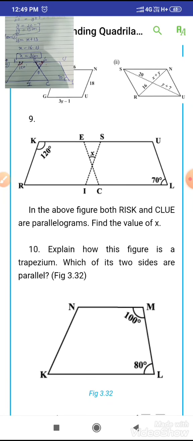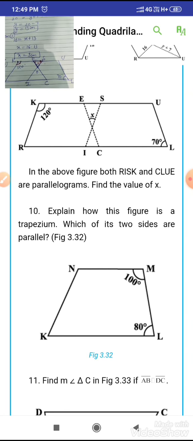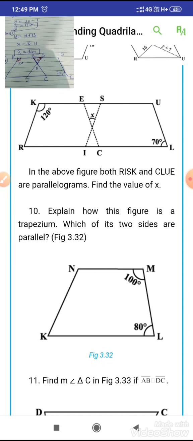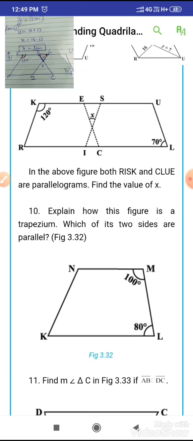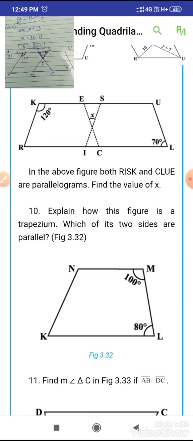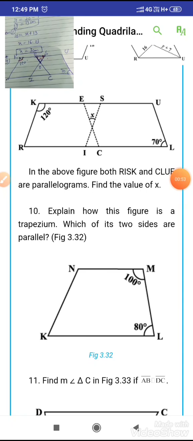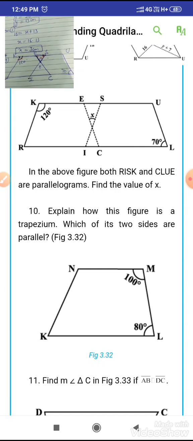Next we move to question number 9. In question number 9, RISK and CLUE are parallelograms and we have to find the value of x here. First we use parallelogram RISK. As we all know, adjacent angles of a parallelogram are supplementary, so angle K and angle S are supplementary. Their sum is 180 degrees.